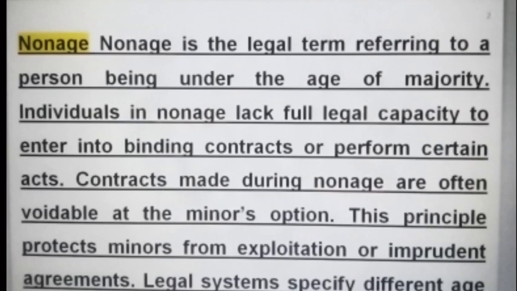The next term is nonage. Nonage is the legal term referring to a person being under the age of majority. Individuals in nonage lack full legal capacity to enter into binding contracts or perform certain acts.